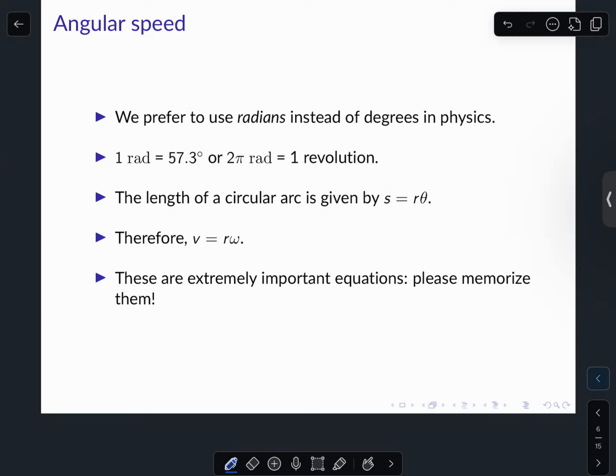Please turn to your comrades and discuss for a second, what did Tucker say and why did he say it? What does it mean that s equals r theta is the circumference idea?